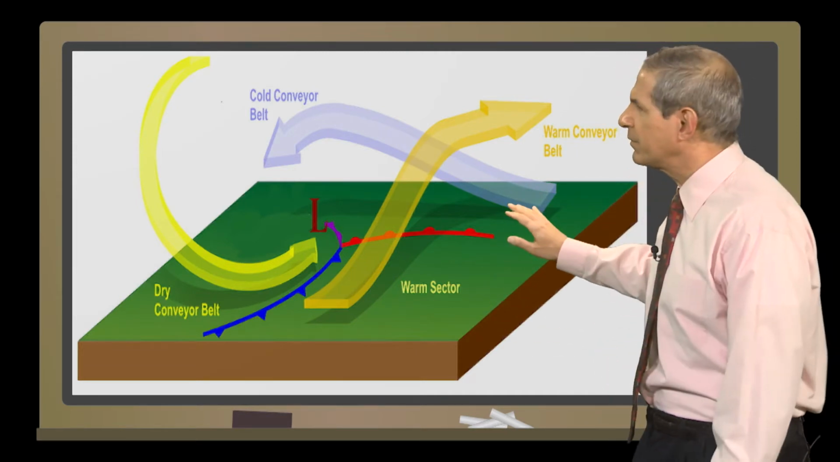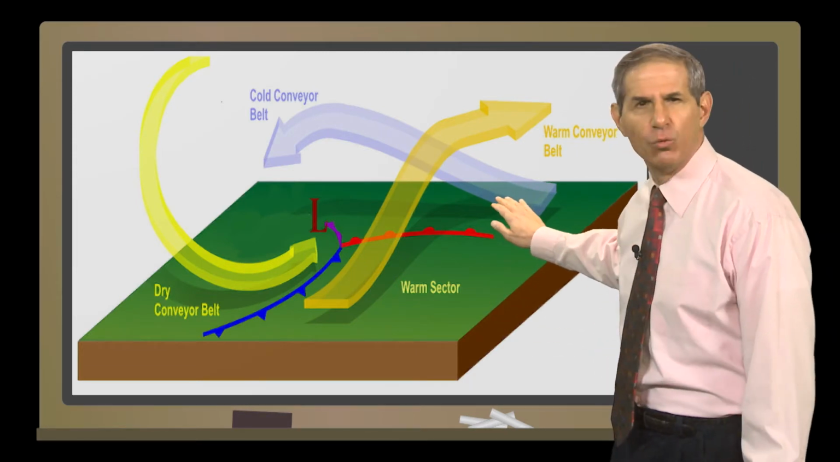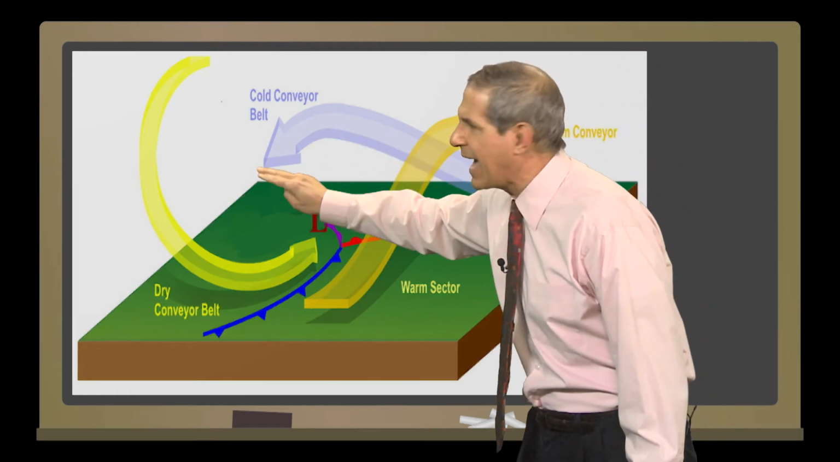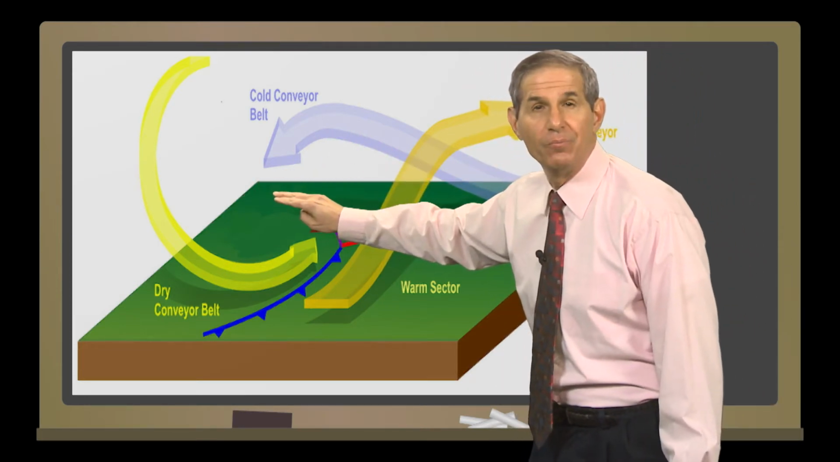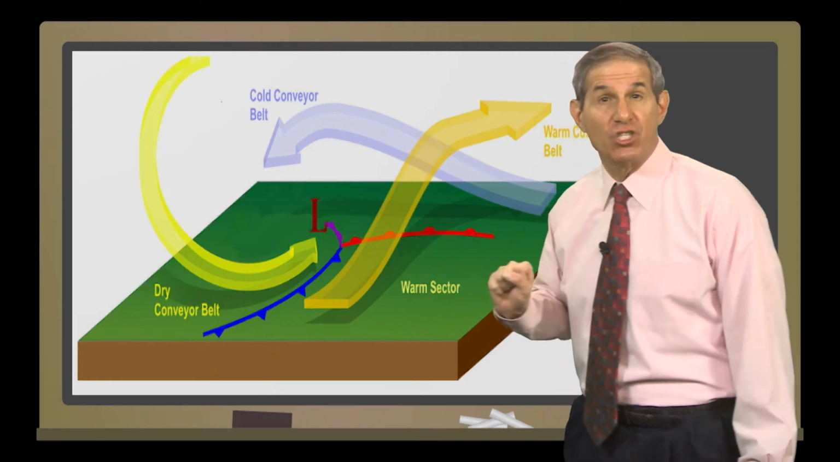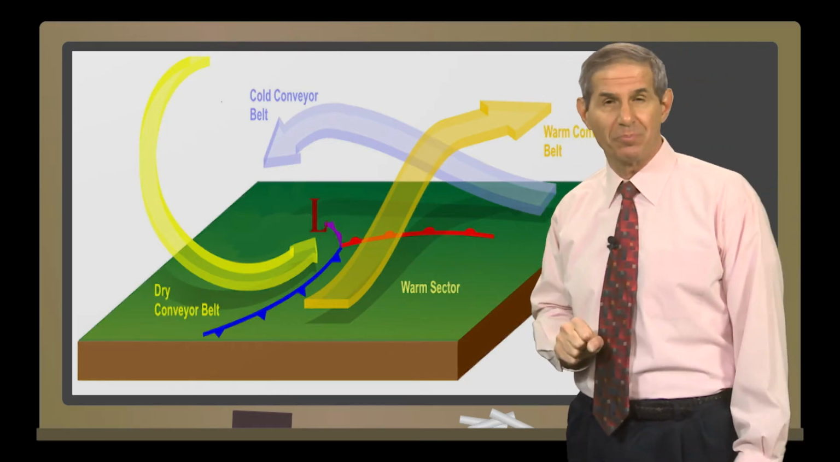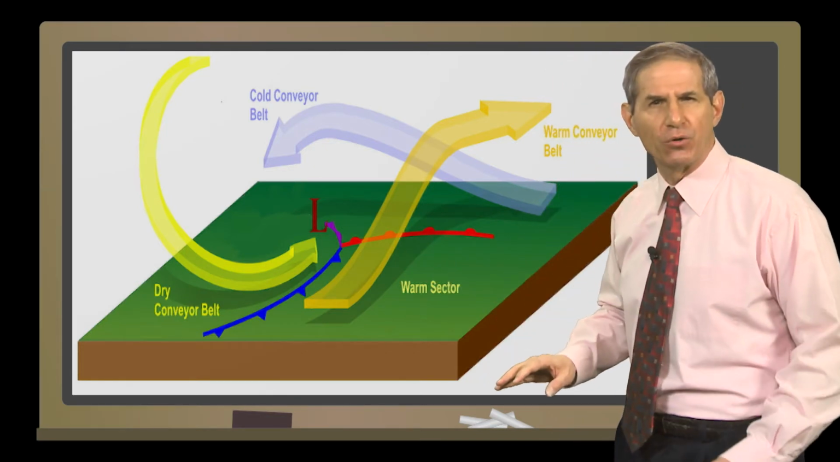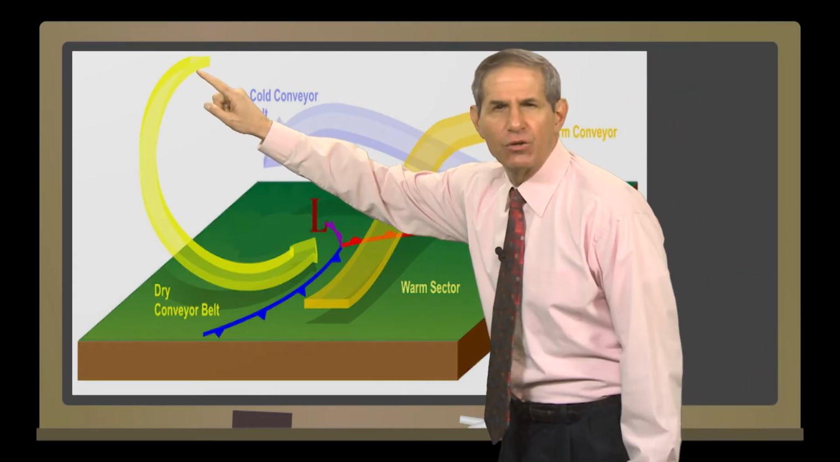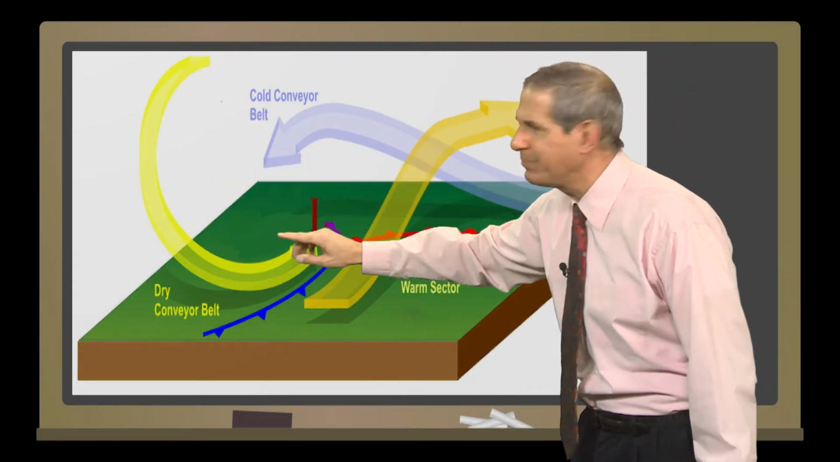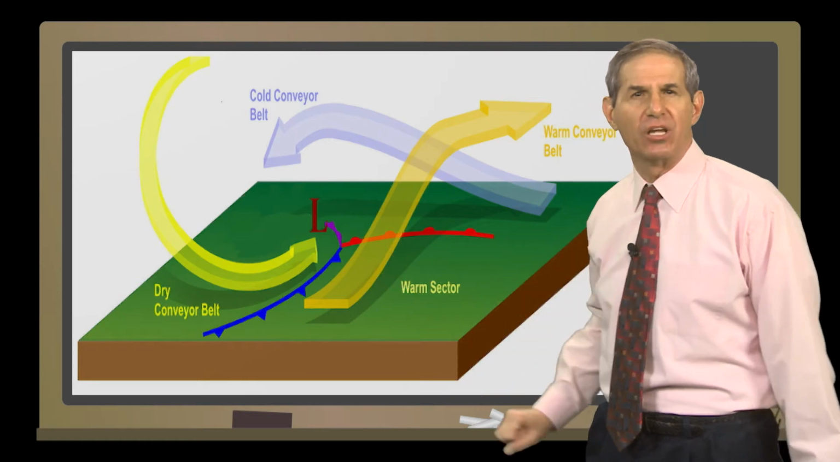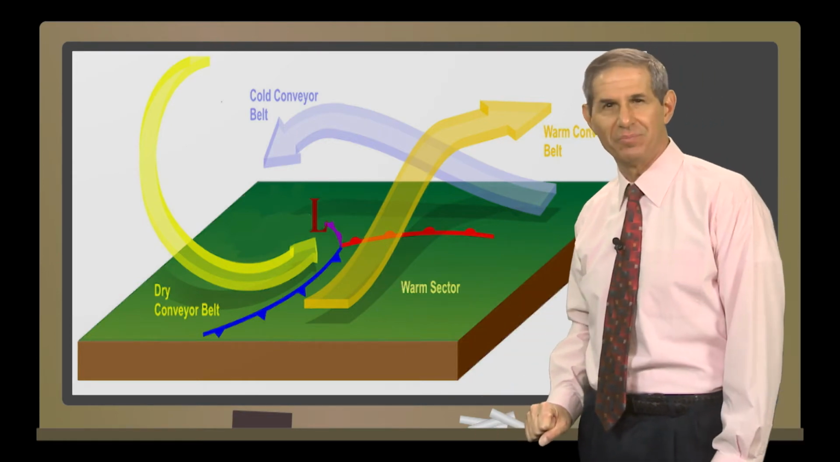We get a lot of rain and snow from this so-called overrunning. The cold conveyor belt originates in the cold air beneath the warm conveyor belt and snakes its way counterclockwise around the low. In the winter, this can help feed heavy snow bands to the northwest of the storm. And finally, the dry conveyor belt originates at high altitudes. It wraps in behind the cold front and sometimes creates a dry slot that cuts off precipitation.